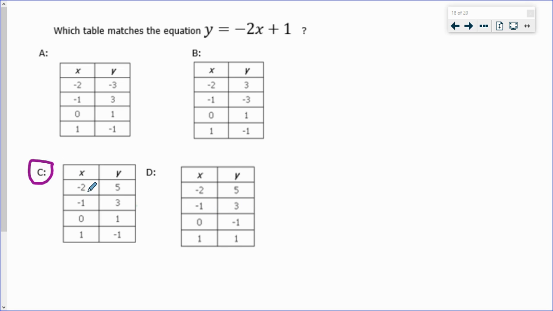C is our correct answer. When we plug in negative 2 for x, negative 2 times negative 2 is 4. 4 plus 1 is 5. When we plug in negative 1 for x, negative 2 times negative 1 is 2. 2 plus 1 is 3. When we plug in 0 for x, negative 2 times 0 is 0. 0 plus 1 is 1. When we plug in 1 for x, negative 2 times 1 is negative 2. Negative 2 plus 1 is negative 1.